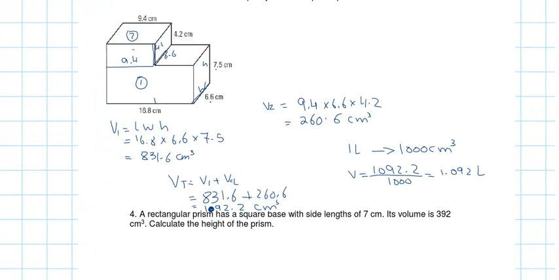So I converted it to liters. I did not write the whole thing, I just wrote the final step. But if you want to write the full thing, you can write this 1,000. That's right. Capacity has to be in liters.